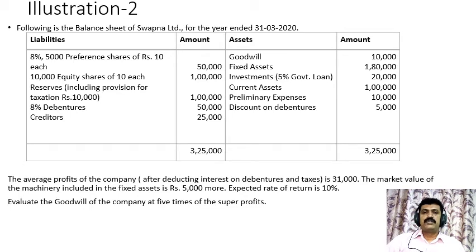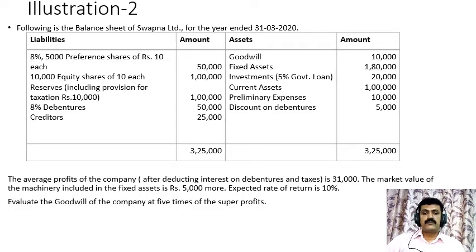Here, the balance sheet of Swapna Limited for the year ended 31st March 2020 is given to you. On the liability side, you have 8%, 5,000 preference shares of rupees 10 each, 50,000, 10,000 equity shares of rupees 10 each, 1 lakh, reserves including provision for taxation rupees 10,000, 1 lakh, 8% debentures 50,000 and creditors 25,000. On the asset side, you have goodwill 10,000, fixed assets 1,80,000, investments 20,000, that is 5% government loan, current assets 1 lakh, preliminary expenses 10,000, discount on debentures 5,000. And the total of the balance sheet is 3,25,000.